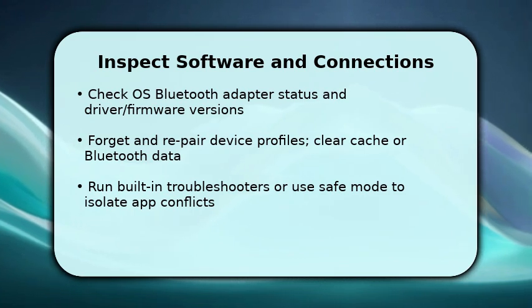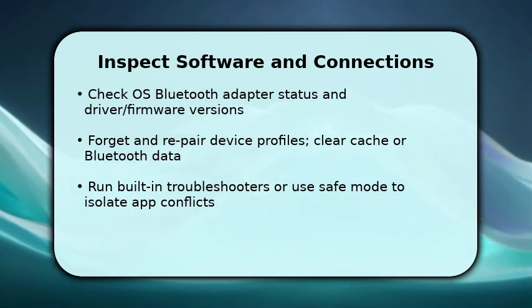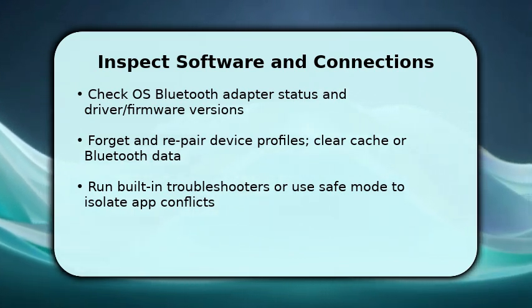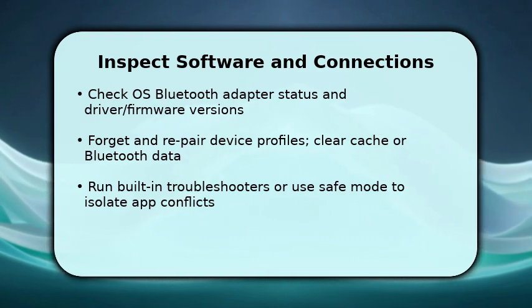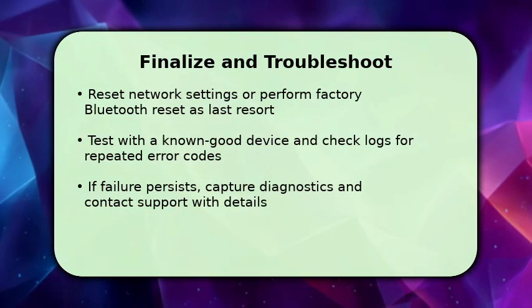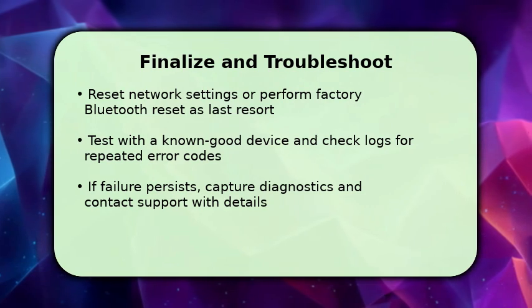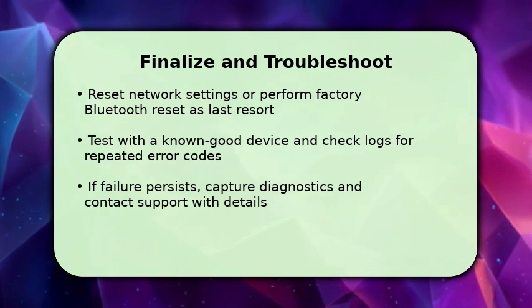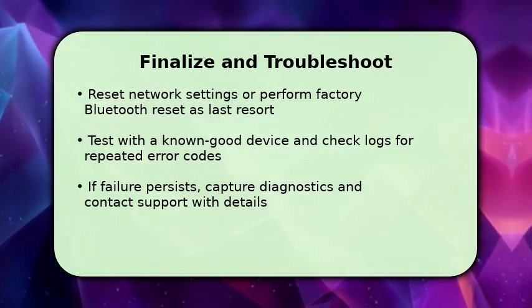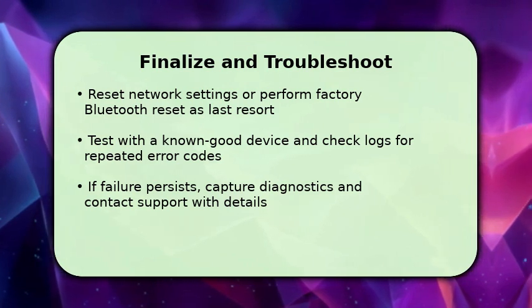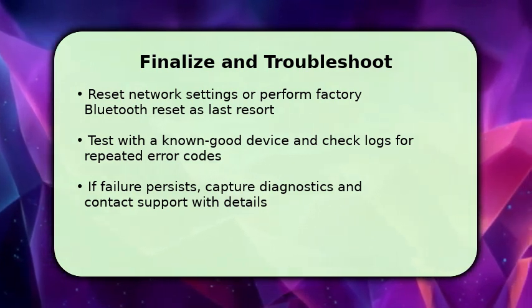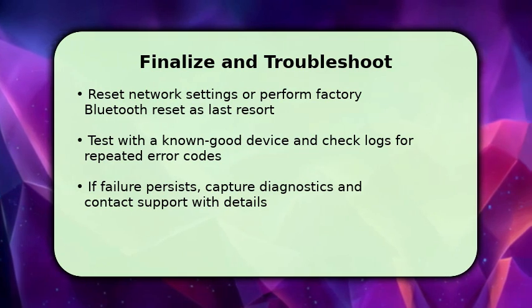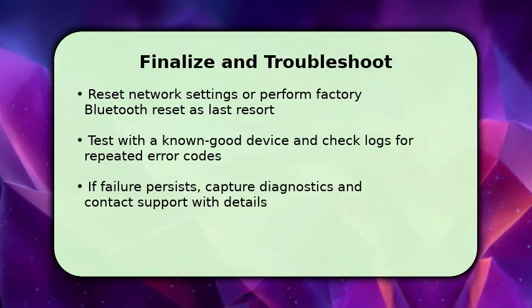If problems persist, run the built-in troubleshooter or boot into safe mode to reveal whether a third-party app is interfering with the radio. To finish, apply conservative restores first, then escalate. Reset network settings so you don't lose unrelated data, and only if necessary perform a factory Bluetooth reset to rebuild the stack. After resets, test with a known good device to confirm whether the issue is device-specific.